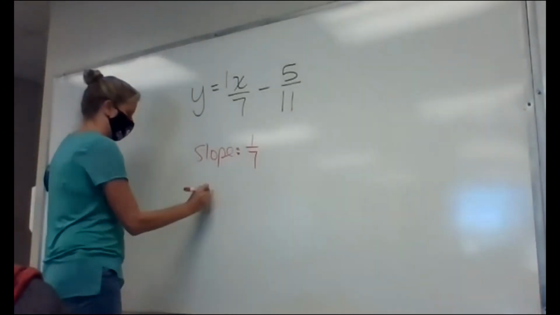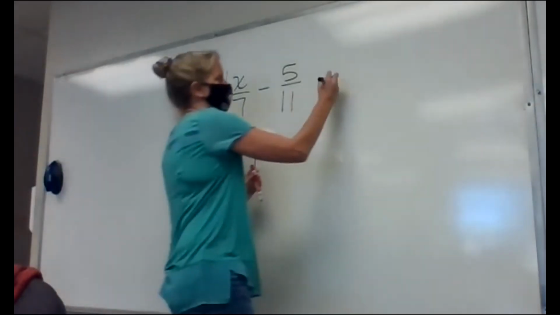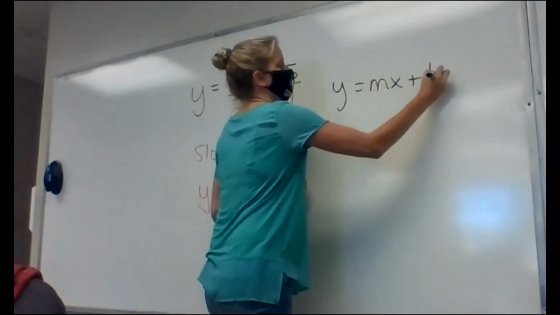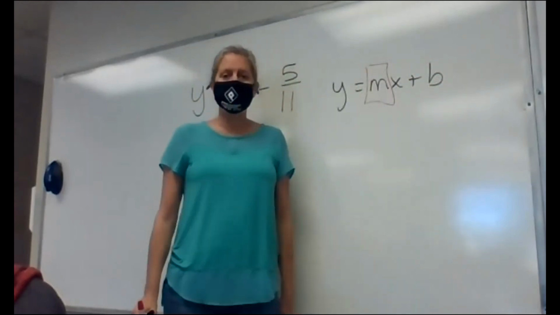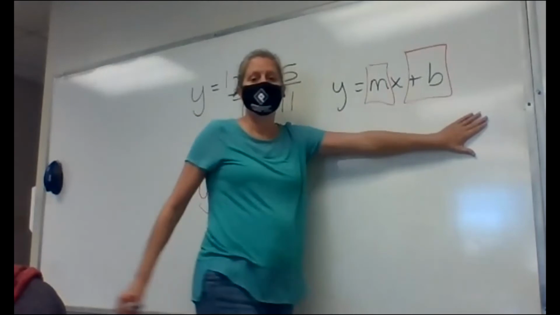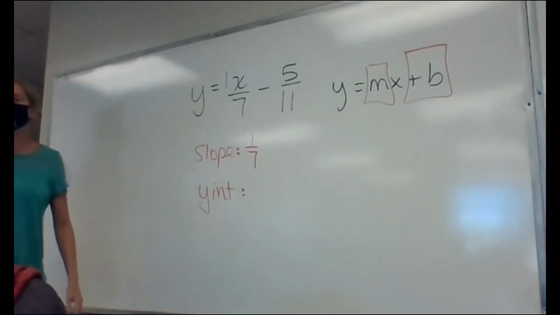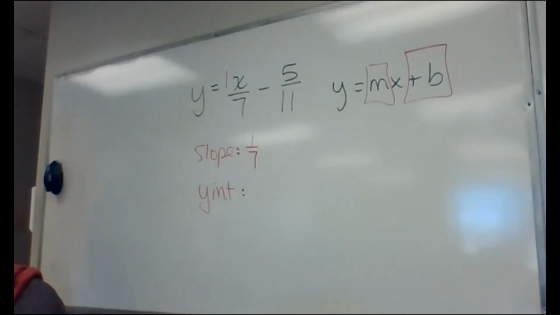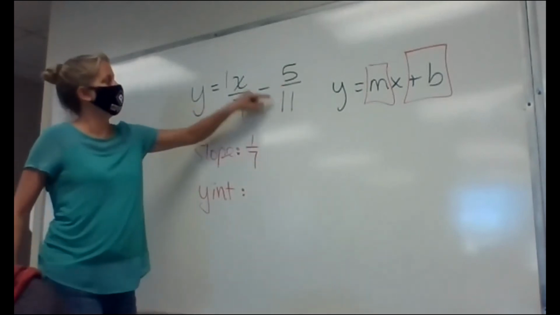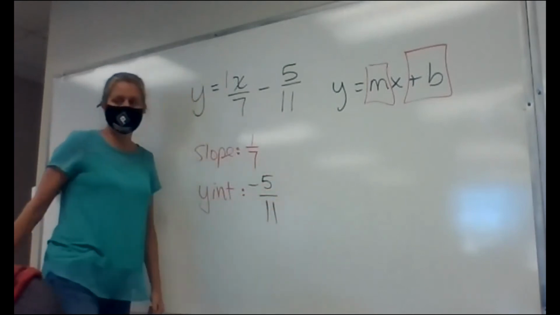Your Y-intercept. Remember what the equation stands for? You have Y equals mx plus b, where the m is your slope. The number that's not hooked onto the x is your Y-intercept. So the number hooked onto your x is the slope. The number not hooked onto the x is your Y-intercept. Looking at this one, what's the number not hooked onto the x? Negative 5/11 is the Y-intercept.